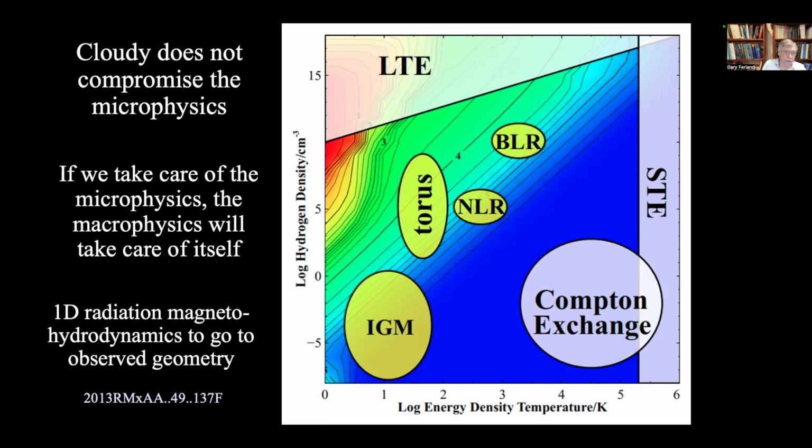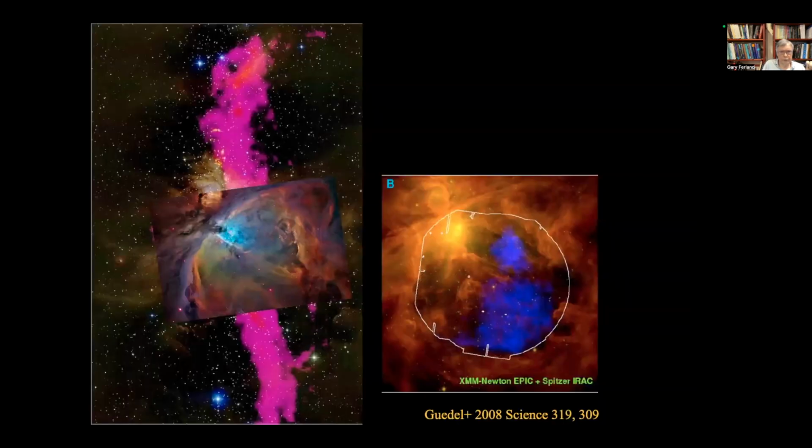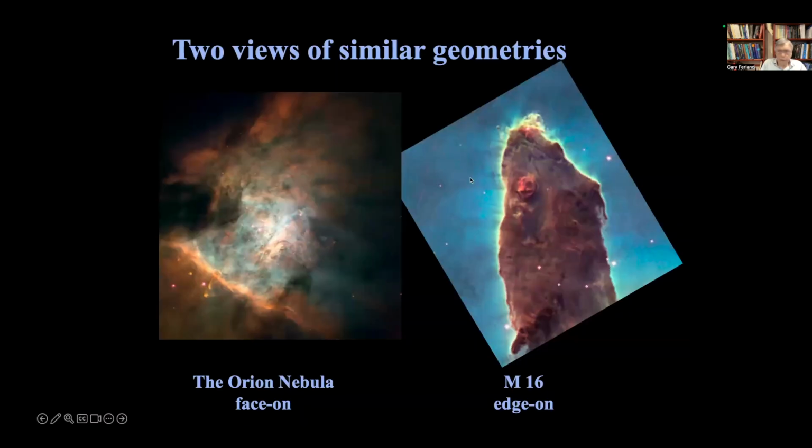The approach here is that if we take care of the microphysics, Cloudy's a microphysics code, the macrophysics will take care of itself by combining and building up a geometry from the microphysics. This is two views of a similar geometry. On the left is the Orion Nebula, the famous Bob Odell imaged with HST. And on the right is the homework problem we're going to start working on, and that's the fingers of creation, again, seen with HST. And so what we're looking at is the same thing.